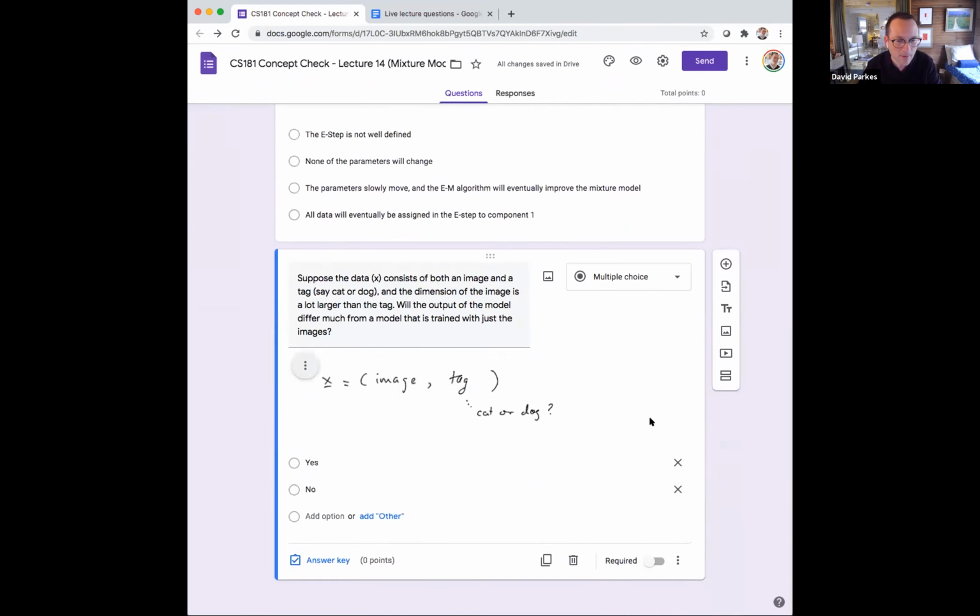And then the last question is, suppose the data consists of both an image and a tag, say cat or dog, and the dimension of the image is a lot larger than the tag. Will the output of the model differ much from a model that is trained with just the images? So it's data where X is image and tag, say cat or dog. And we want to know whether you think the result of running EM with GMM on this will differ very much with or without the tag.